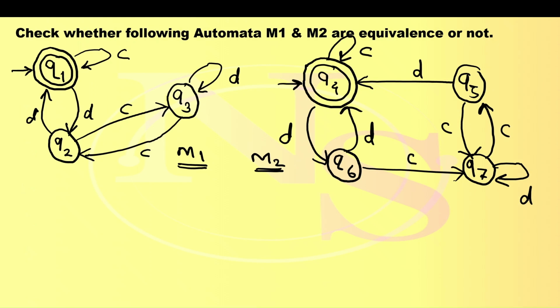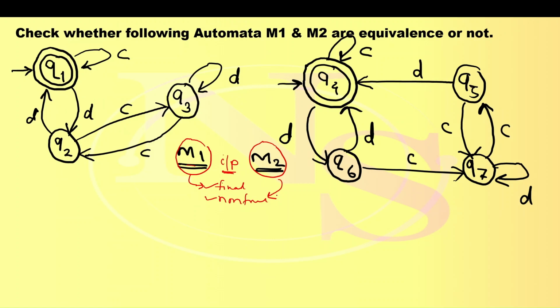When we say two automata are equivalent, it means that if we give the same input to both automata, M1 and M2, then on the same input, either both automata go to a final state or both go to a non-final state. Then we can say M1 and M2 are equivalent. If M1 goes to a final state and M2 goes to a non-final state, or vice versa, then we say they are not equivalent.